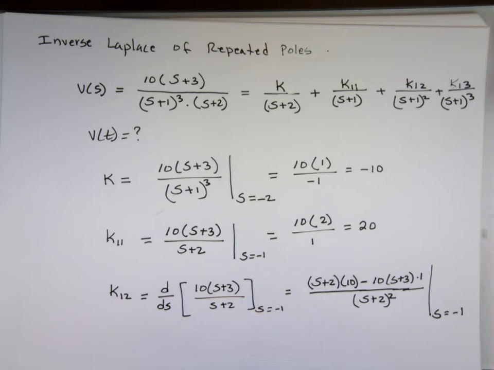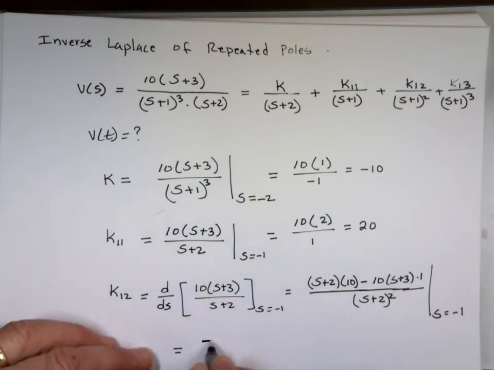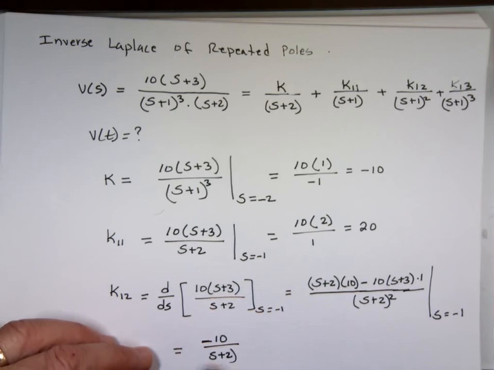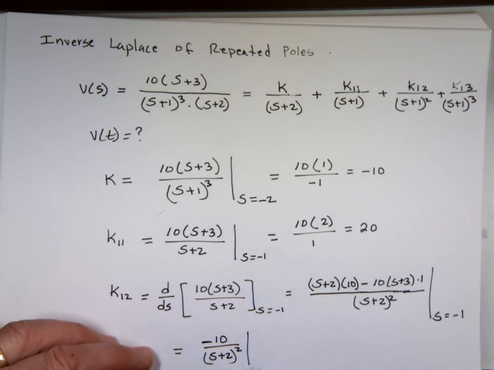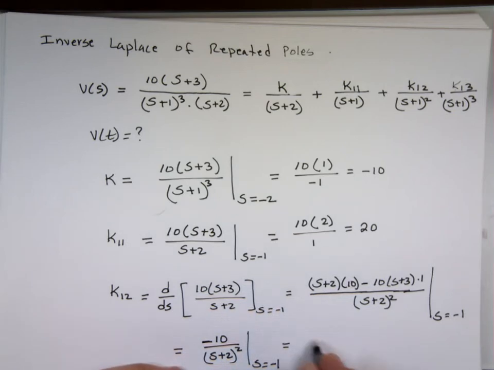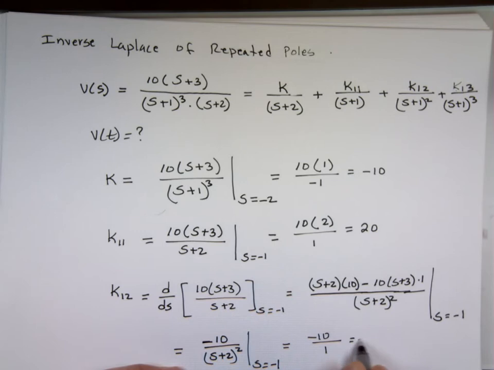If I simplify it, I see the 10s and minus the 10s disappear. Then I get 20 here, and there's minus 30. That's a negative 10, if I did it right in my head. If you simplify the top, that's negative 10 over s plus 2 squared. You want to find out when s equals negative 1. So that's negative 10 over negative 1 plus 2, which is 1 squared, that's a 1, so that's a negative 10.